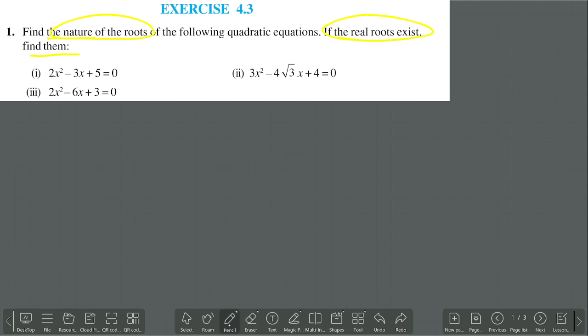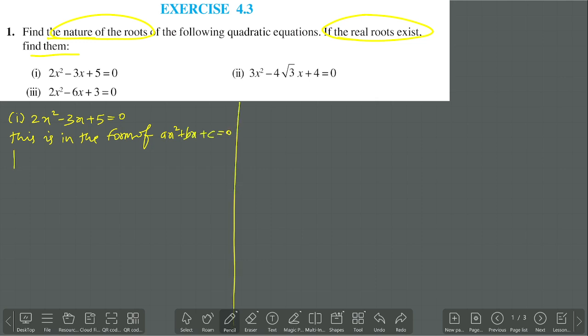One by one. Listen carefully, the first question I am taking is 2x square minus 3x plus 5 equal to 0. The very important thing is that this is in the form of ax square plus bx plus c equal to 0. Then what is the a value? 2. What is the b value? Minus 3. What is the c value? 5.